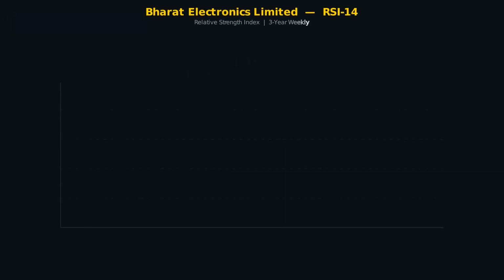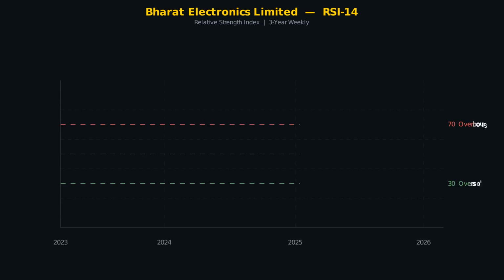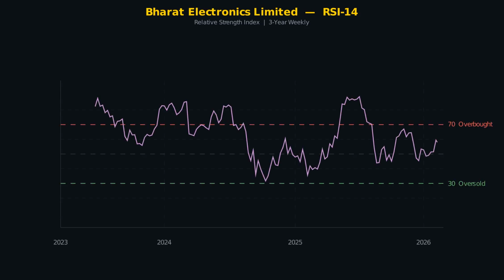Here is the RSI chart for Bharat Electronics Limited over 3 years. The red dashed line at 70 marks overbought. The green dashed line at 30 marks oversold. The current RSI reading is 74. The stock may be due for a pullback. Overbought conditions often precede corrections.